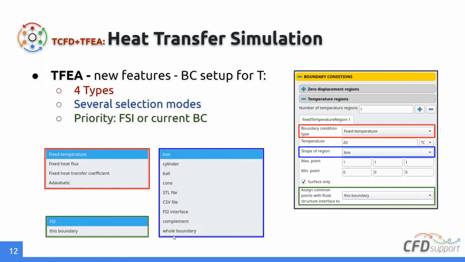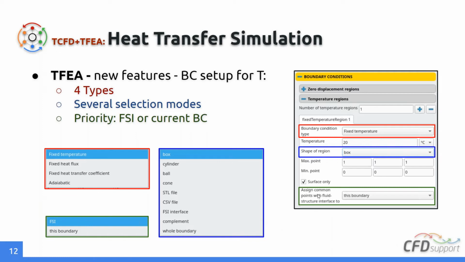You can choose which mode to use for selecting the boundary. We have some basic shapes like box, cylinder, ball, cone. You can select the surface by an explicit STL file, for example, from a CFD simulation or from TMesh. You can also choose a CSV file. You can directly choose the FSI interface, so it automatically picks up the patch or interface which was set for the FSI, or the complement, so the rest of the surface to the already defined boundaries, or you can choose the whole boundary.